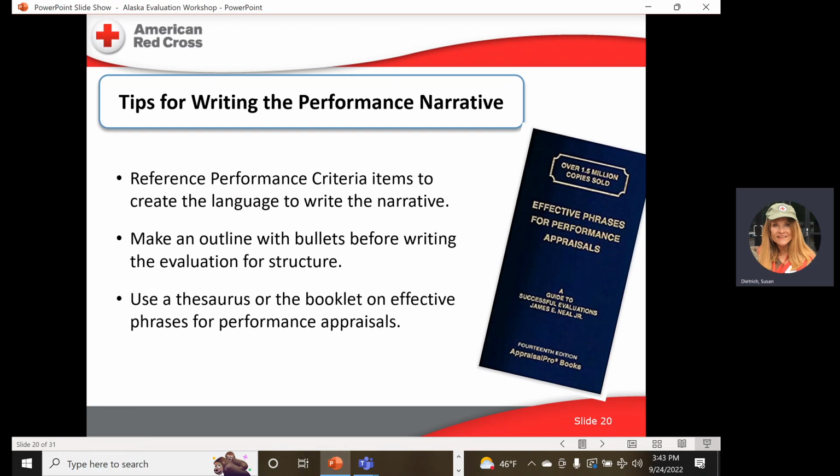And this has been around forever. This is effective phrases for performance appraisals, and it's like a thesaurus. It gives lots of ways to say good work. Lots of ways to say there you might think about improving in this area. So it's kind of a fun book to have.